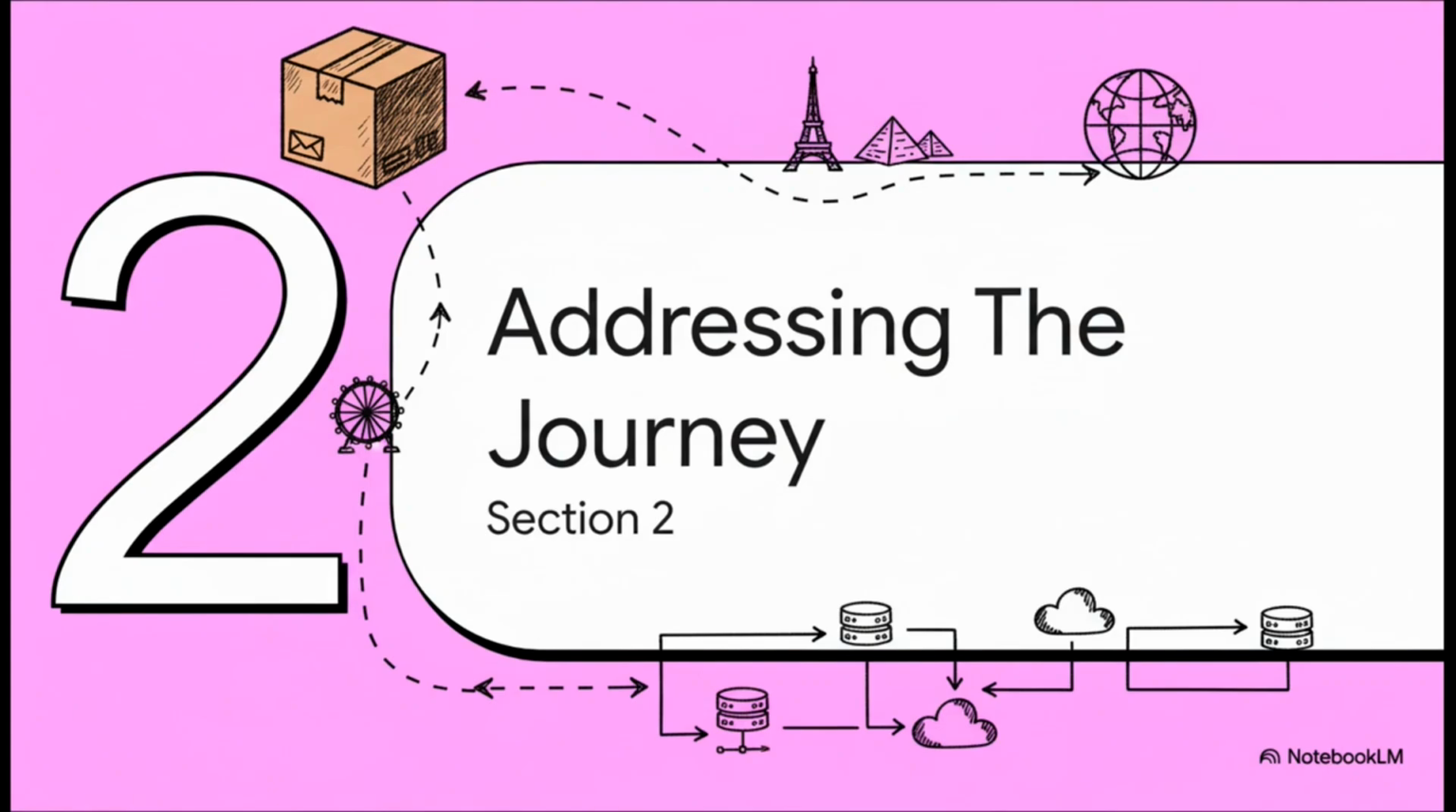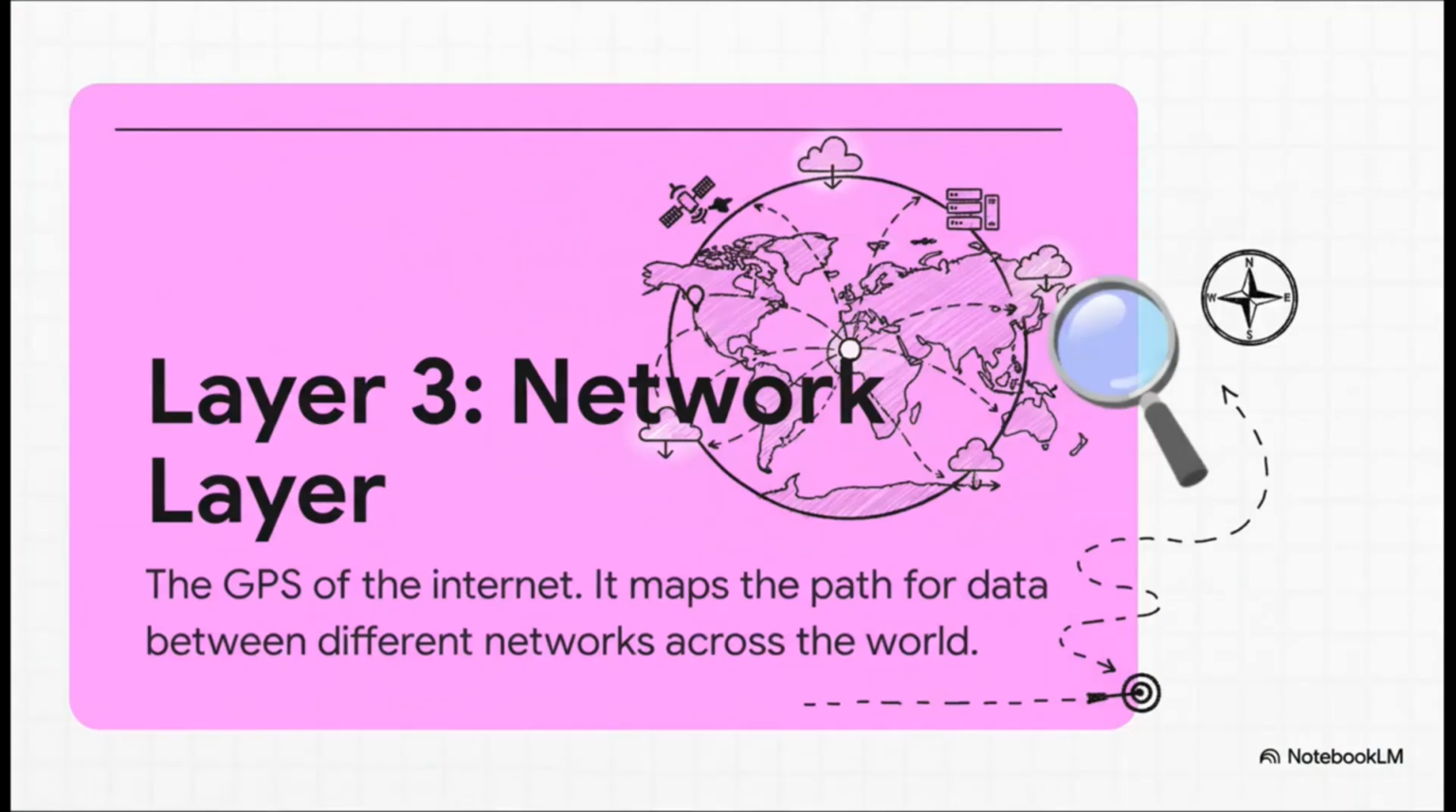All right, Section 2, addressing the journey. Our box is packed, it's got the right apartment number. Now we need the street address. We've got to map out the route across town or across the entire world. And that brings us to Layer 3, the network layer. Honestly, the best way to think of this is as the internet's own giant built-in GPS. While the last layer was worried about the right apartment, this layer is all about finding the right building in the right city, no matter where on Earth it is.